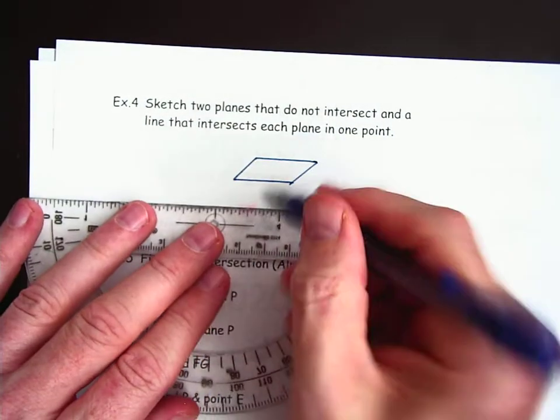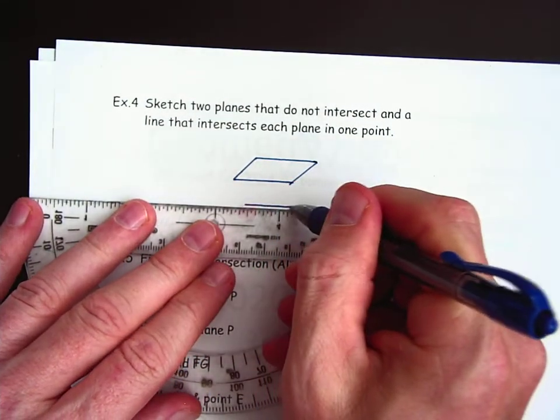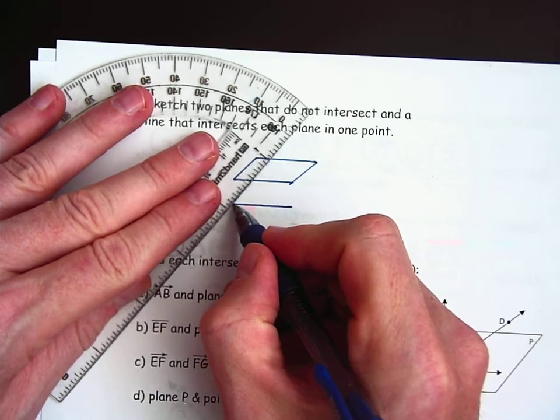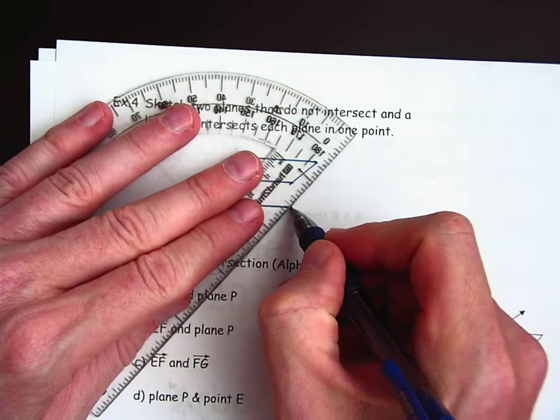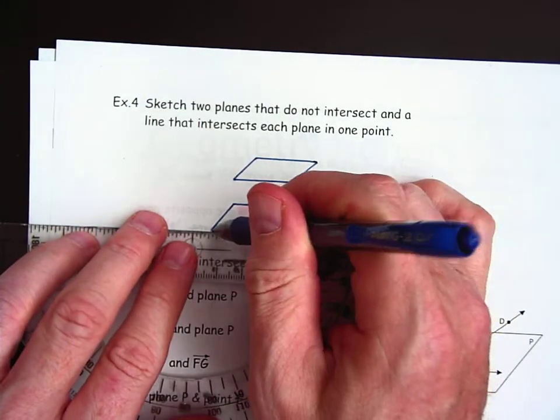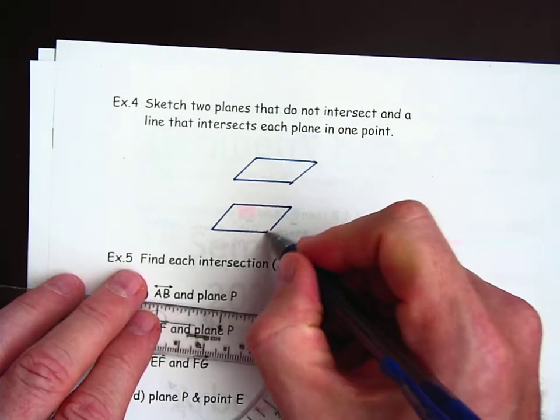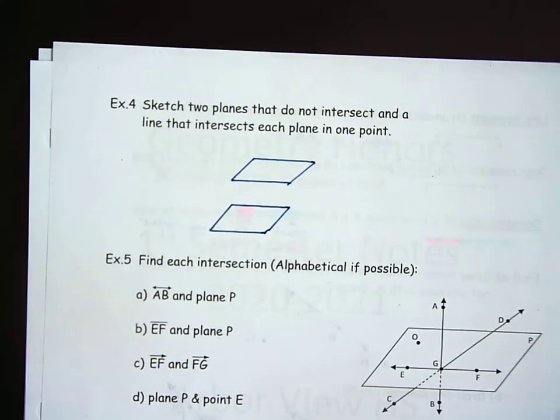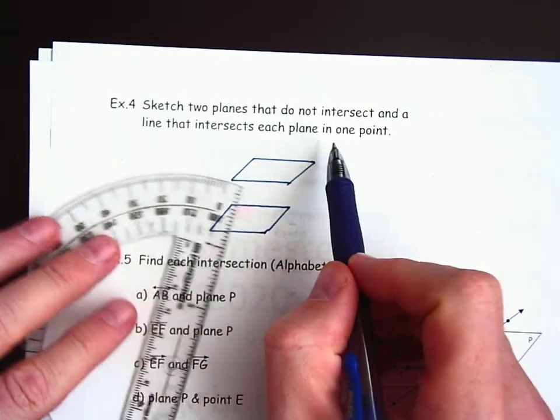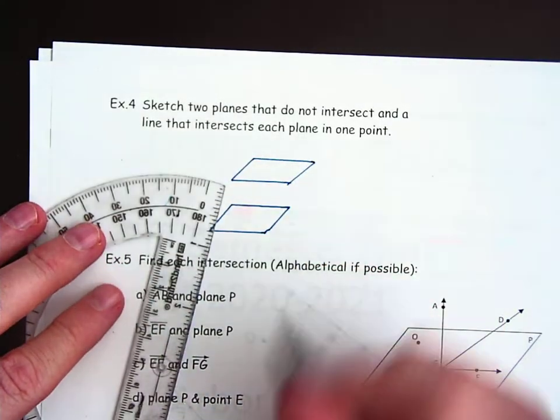So the second plane, usually we try to draw it like this, so that it's kind of underneath the other one. So it looks like one's above the other one. So we would say those two planes don't intersect. We're trying to show that. Now, we need a line that intersects each plane at only one point.